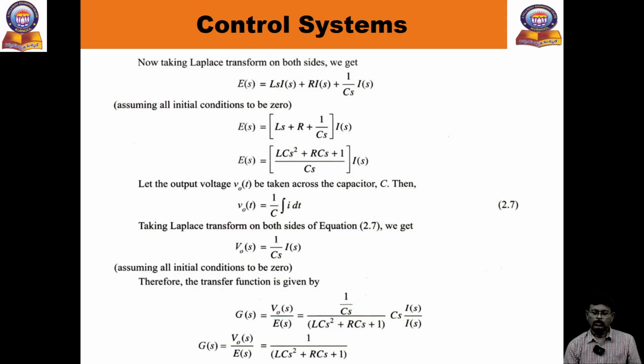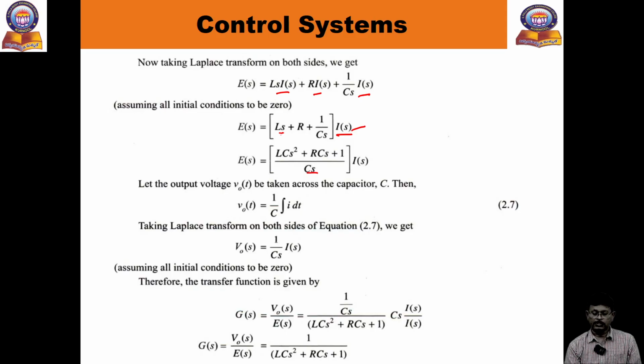Now E of S equal to Ls into I of S, plus R into I of S, plus 1 by C of S into I of S. Right, then assume the initial condition 0. Now I am taking I of S as common, since it is a variable, in each term. Then, taking the LCM of the 3 terms, I am taking Cs as the LCM. So we get LC S square plus RCS plus 1 over Cs, times I of S. So this is I of S.